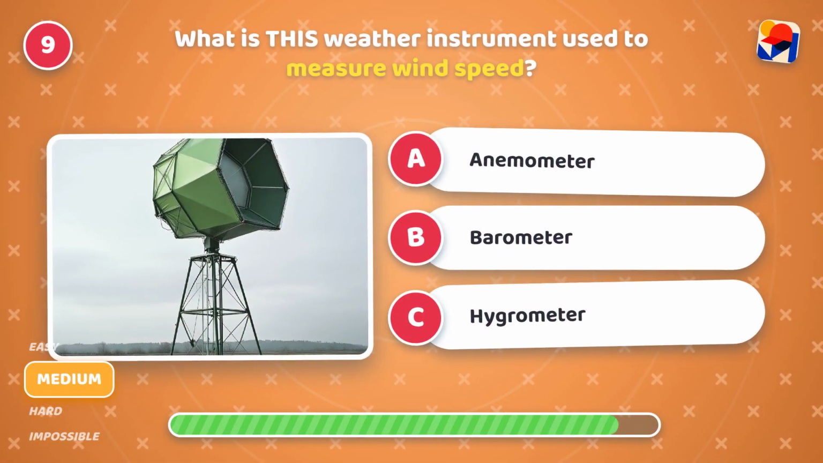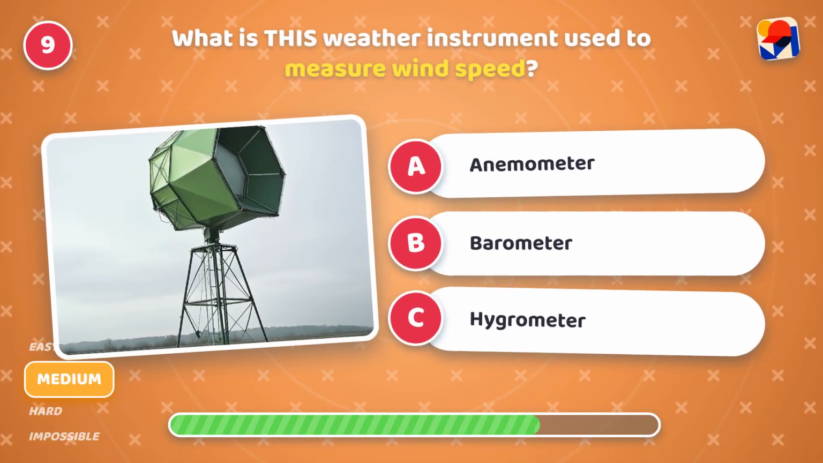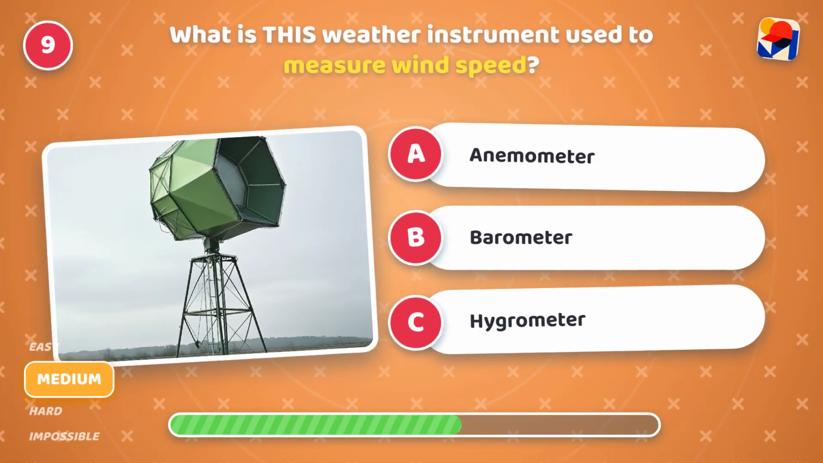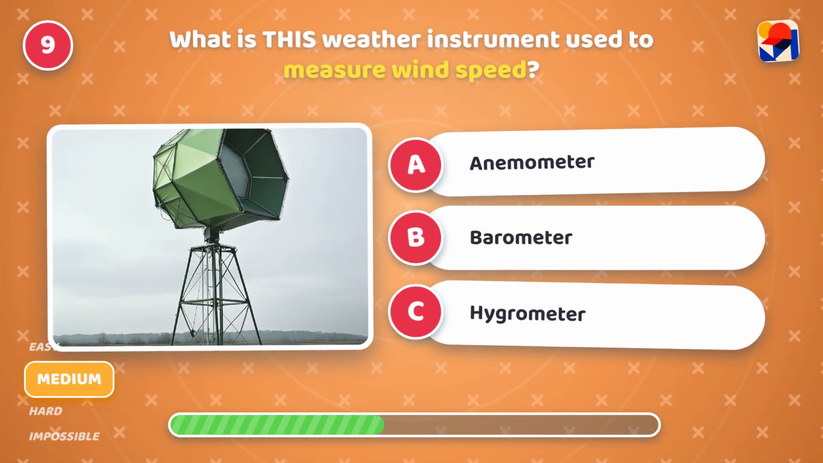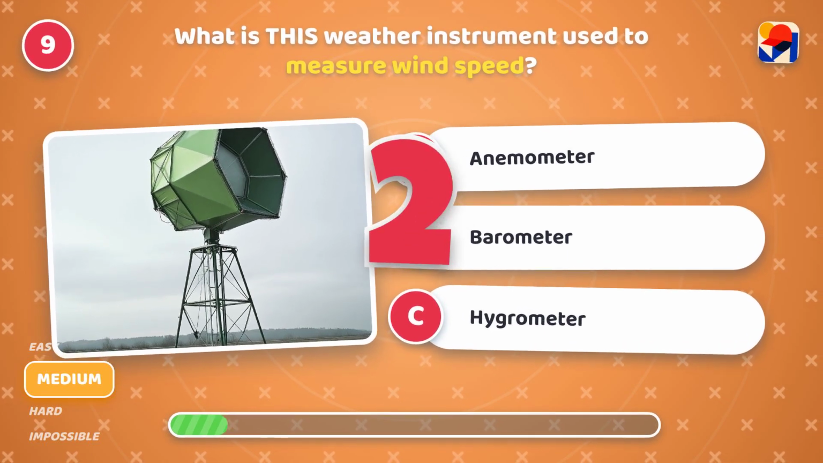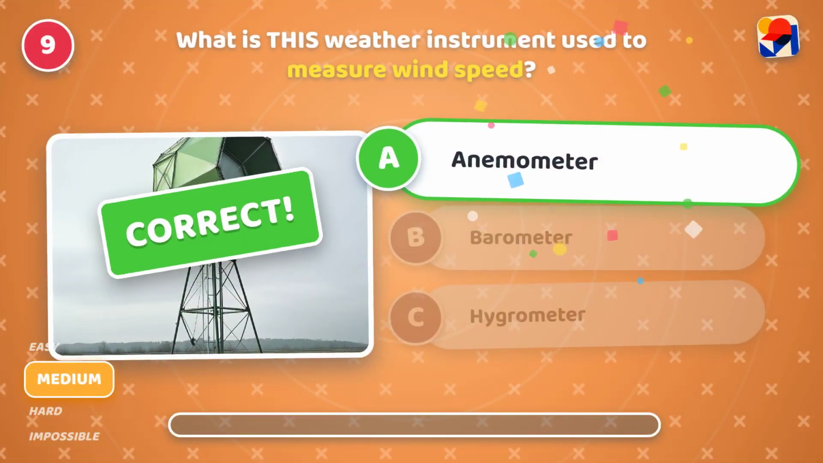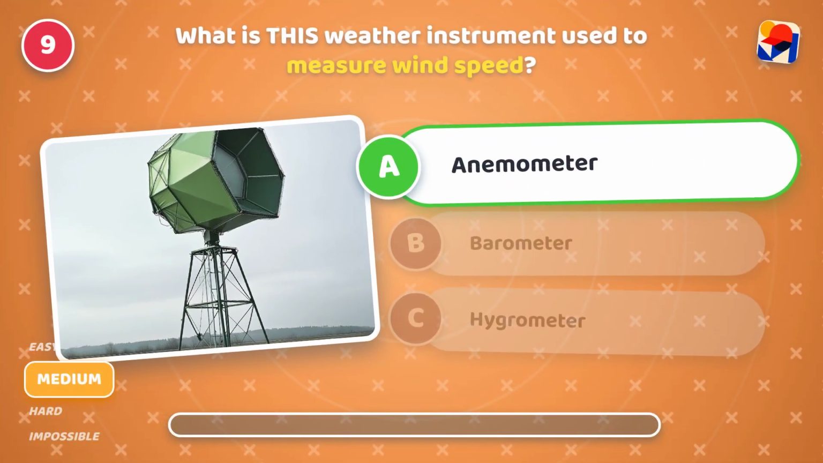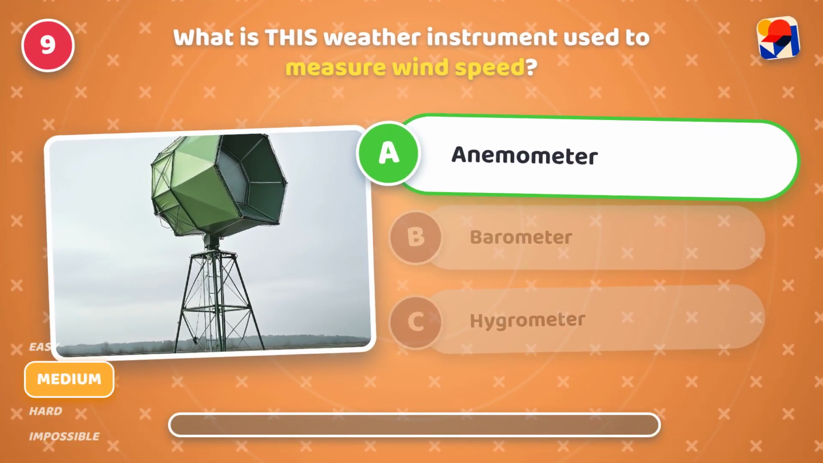What is this weather instrument used to measure wind speed? Is it A, anemometer, B, barometer, or C, hygrometer? It's A, anemometer. Its cups rotate faster in stronger wind.